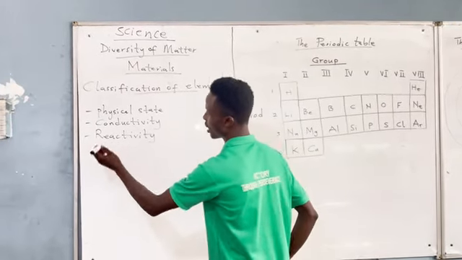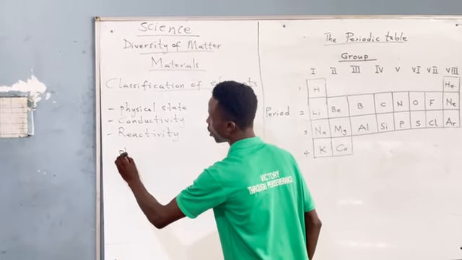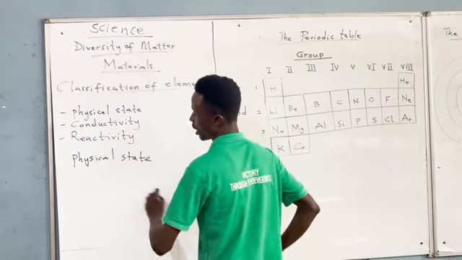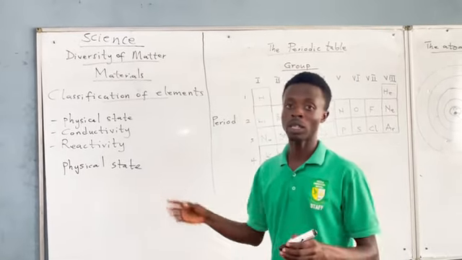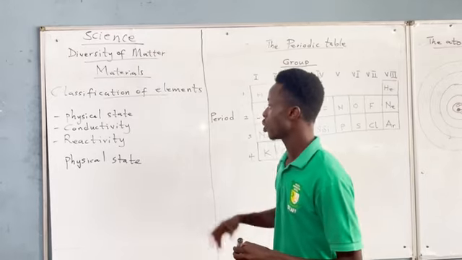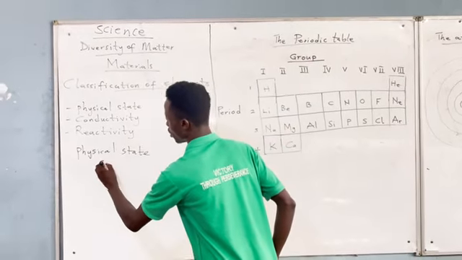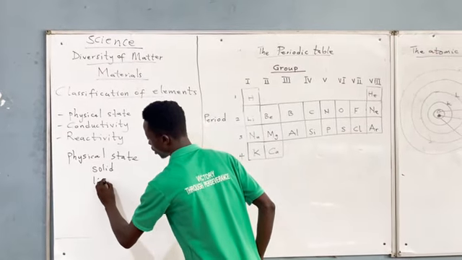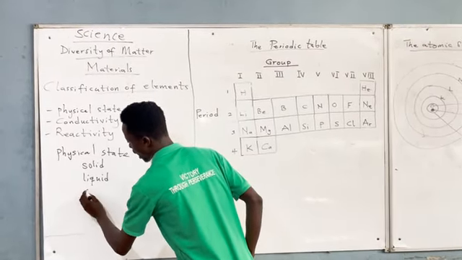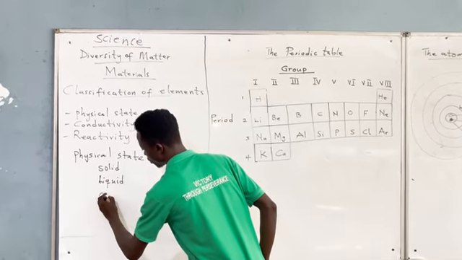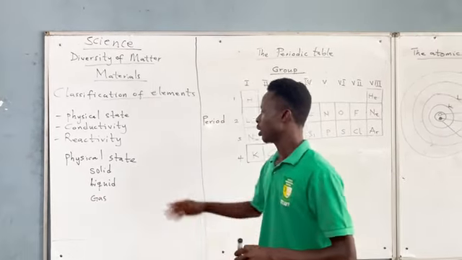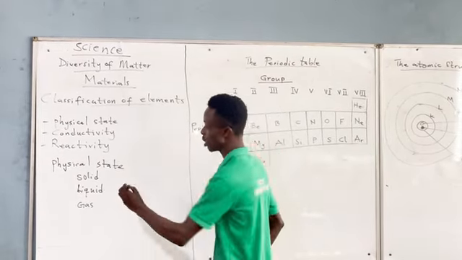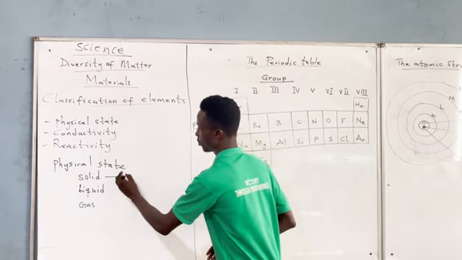With the physical state, in our previous lesson, we talked about solid, liquid, and gas. So elements can be classified into solid, liquid, and also gas. So we have solid elements, liquid elements, and gaseous elements. Let's look at the solid elements.